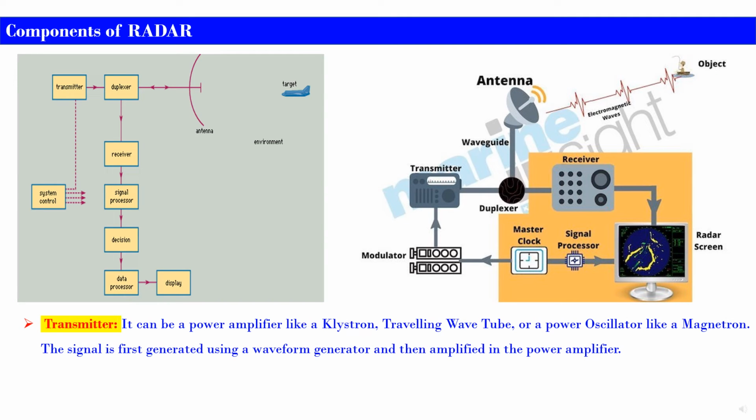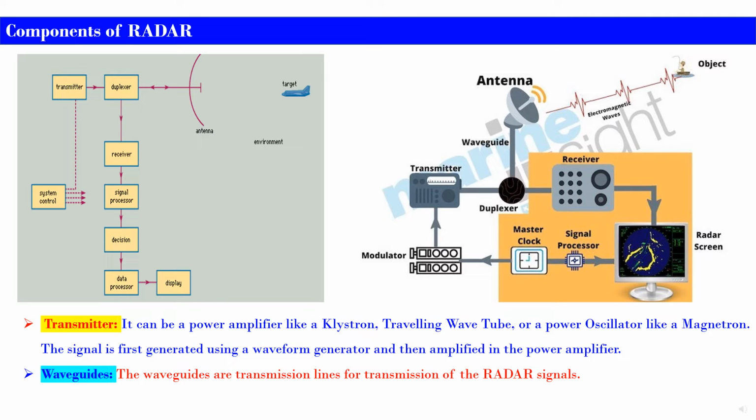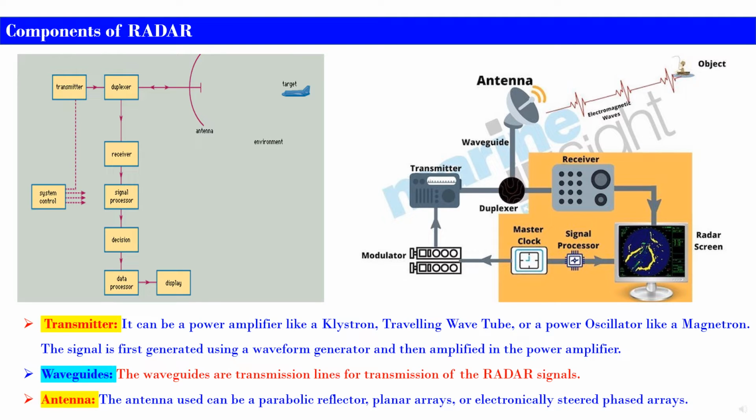Transmitter. It can be a power amplifier like a klystron, traveling wave tube, or a power oscillator like a magnetron. The signal is first generated using a waveform generator and then amplified in a power amplifier. Waveguide. The waveguides are transmission lines for transmission of the radar signal. Antenna. The antenna used can be a parabolic reflector, planar arrays or electronically steered phased arrays.